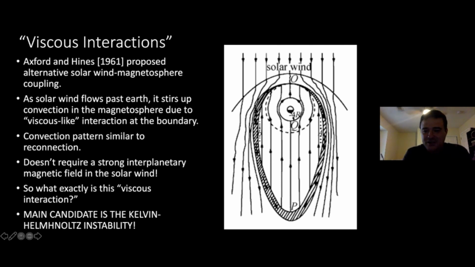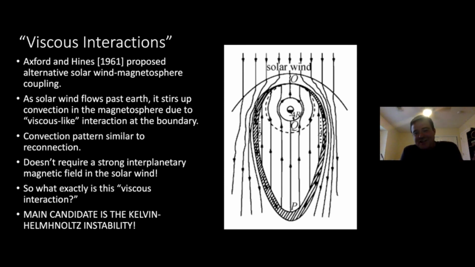That flow goes down the flanks of the magnetosphere towards the tail, and much like stirring a teacup, you end up getting a return flow that goes back towards Earth and flows back down to the day side of the magnetosphere. We call that convection. The plasma flow pattern is very similar to the one I just showed you, where reconnection is driving it. And one of the interesting things is that if this mechanism works, it doesn't even require a magnetic field in the solar wind. It's purely fluid interaction.